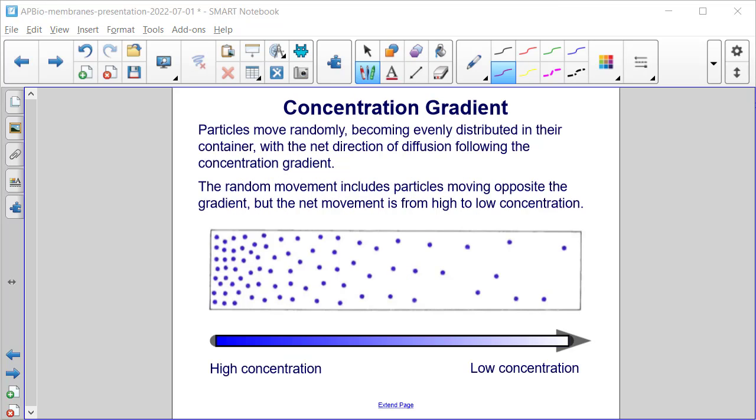Concentration gradient. Particles move randomly, becoming evenly distributed in their container, with the net direction of diffusion following the concentration gradient. The random movement includes particles moving opposite the gradient, but the net movement is from an area of high concentration to an area of low concentration.